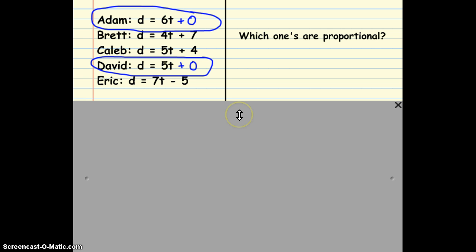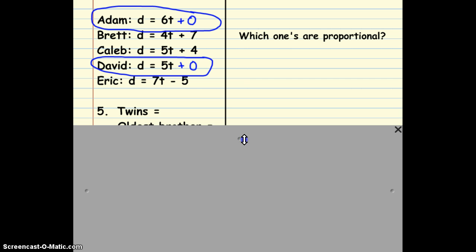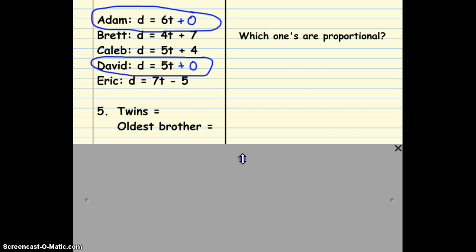Excellent. All right, number 5 is we need to figure out which brothers are the twins. Which brother is the oldest? All right, well, we need to go back to the paragraph that I read, and the twins, it says the twins began at the starting line. Well, which ones did we just talk about were at the starting line? Yes, Adam and David are at the starting line. They both started at 0. So the twins are Adam and David.